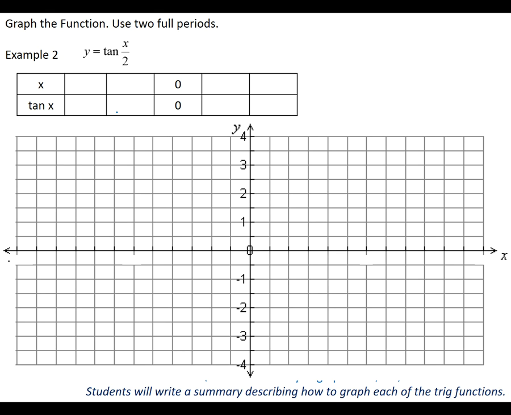Okay. So, the first thing I need to do is calculate my asymptotes. So I take whatever's here in the middle and I set it equal to negative pi over 2, and then pi over 2. So x over 2 equals negative pi over 2, and x over 2 equals pi over 2. Those are the two original asymptotes that we've got to kind of scale.